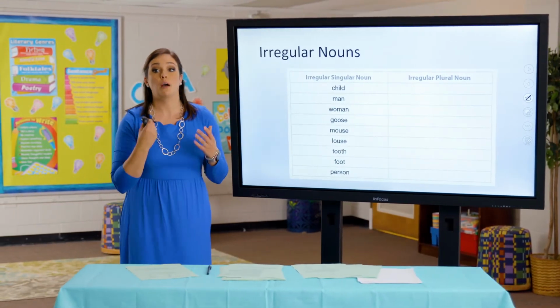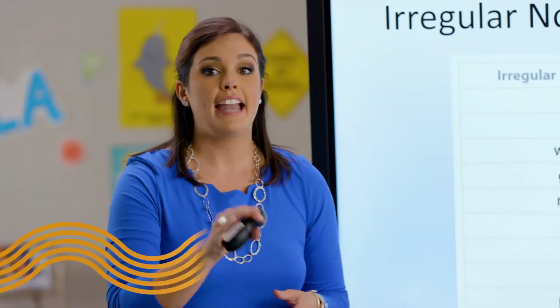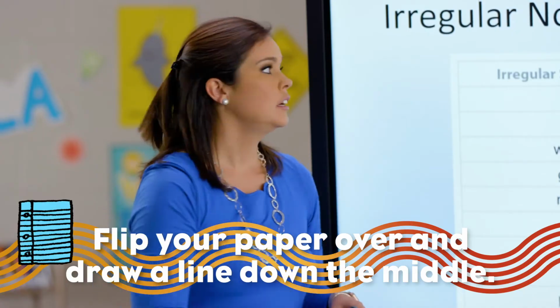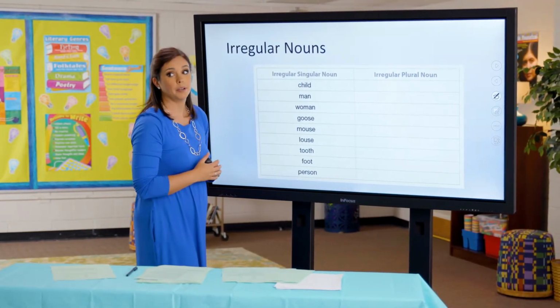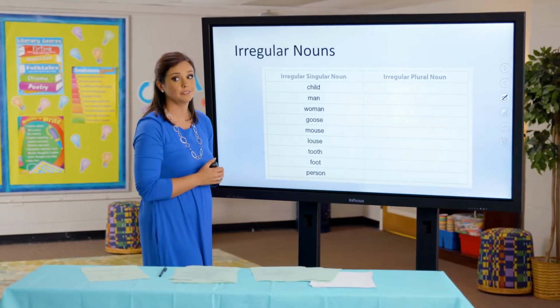Now that we talked about regular nouns, let's take a look at the irregular nouns. Go ahead and flip your paper to the back side and draw a line down the middle. Write irregular single nouns on one half of your paper. Go ahead and press pause so you can get that done, and then press play when you're ready to get started.